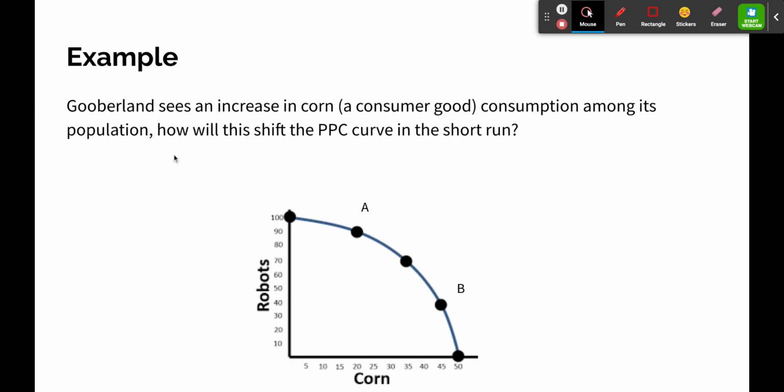All right, let's move to some examples. So here, Gooberland sees an increase in corn, which is a consumer good. Let's say among this population, how would they shift the PPC curve in the short run? Let's say its initial production is at A, and now because it's producing more corn, more consumer goods, this would again be the consumer axis. You're going to B. This shift is actually lessening capital goods. What happens when you lessen capital goods? You shift your curve inwards.